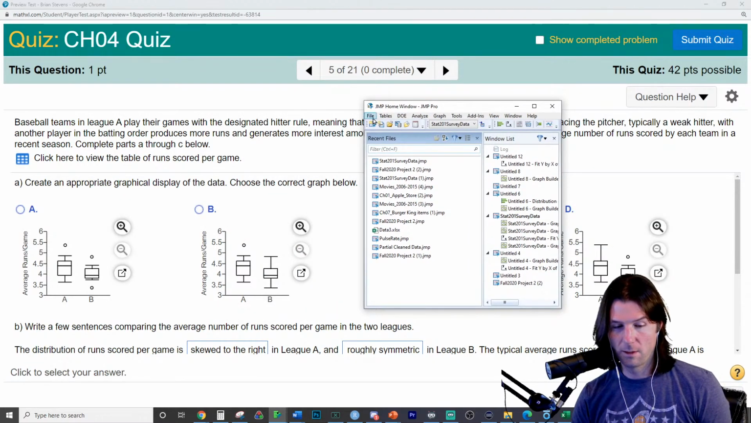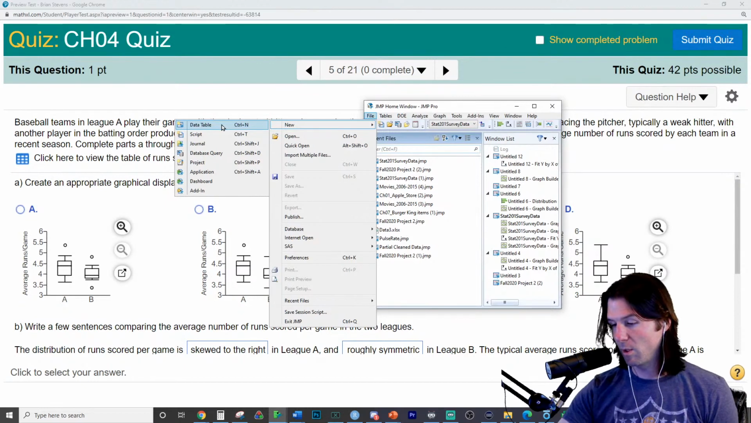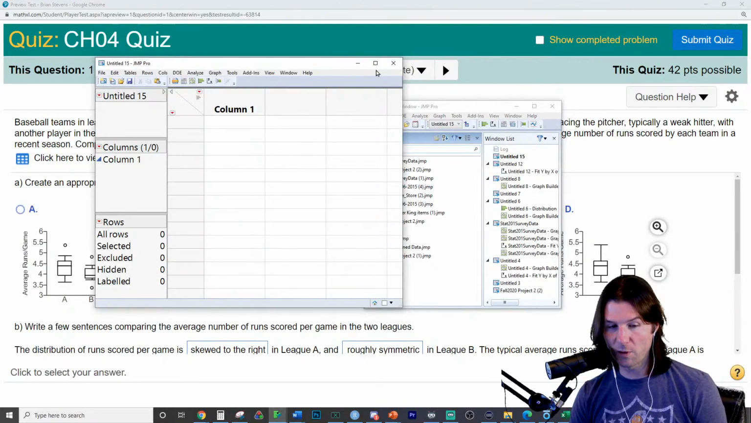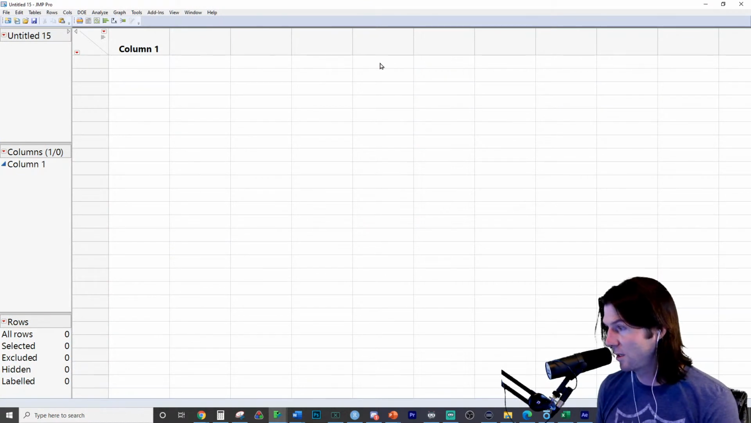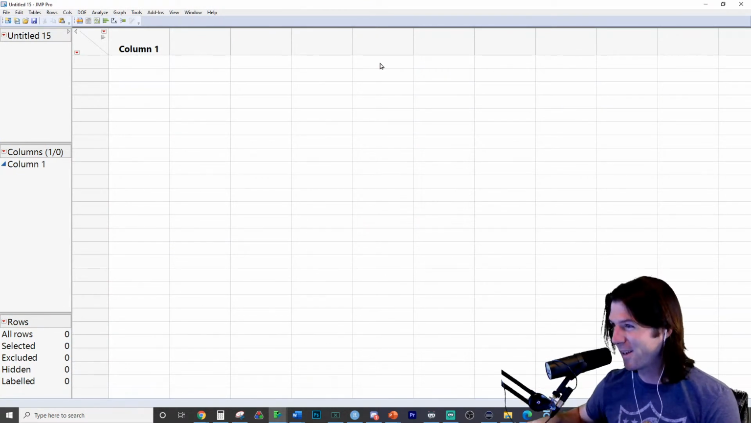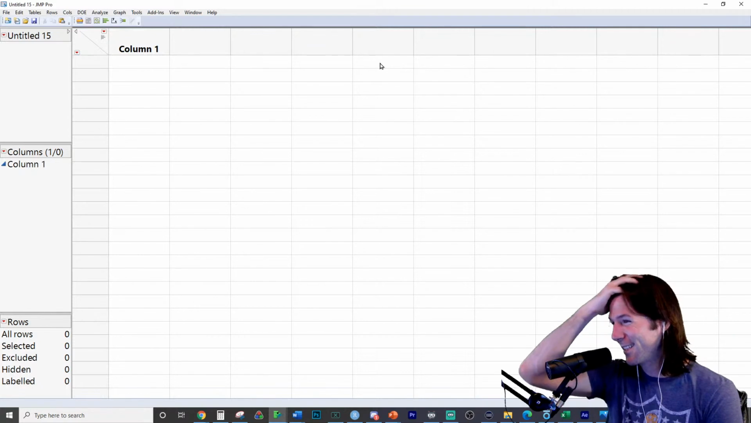File, New Data Table. There we go. So now that we're in a new data table, we're just going to full screen it. Don't click inside the data table. Don't click inside of it. A lot of people automatically click. Don't click. It's very common.